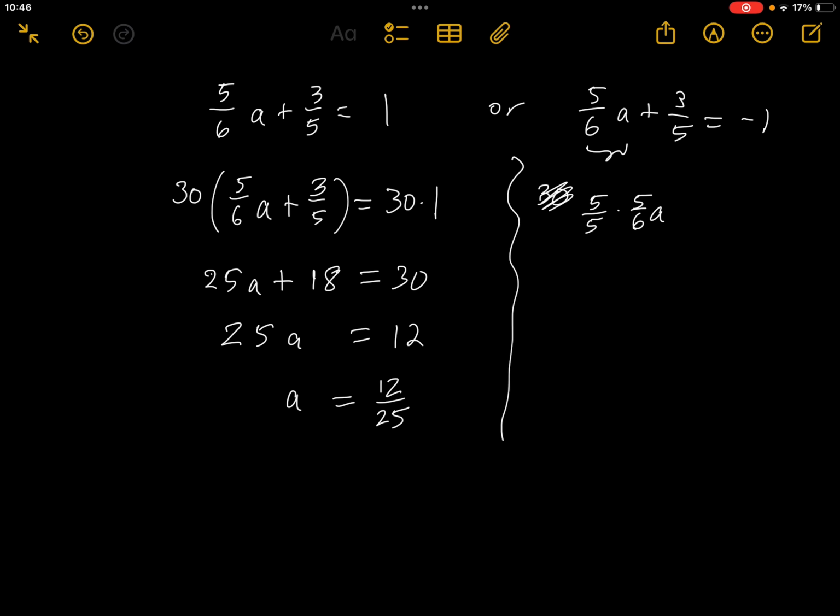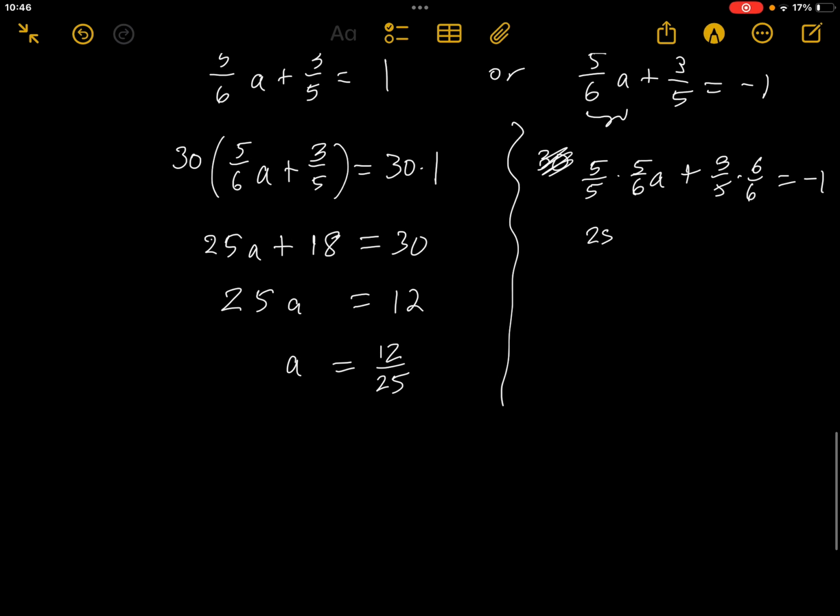Do I want to do this? Well, I'll just do it anyway since I already started. And then you take the 3/5 and multiply by 6 over 6. Notice that I didn't change the left-hand side because I'm just multiplying each term by 1.